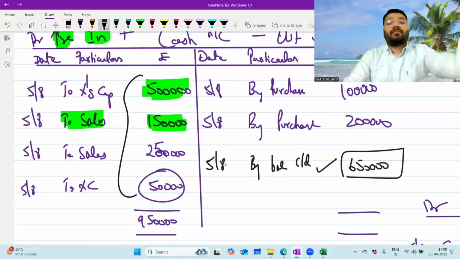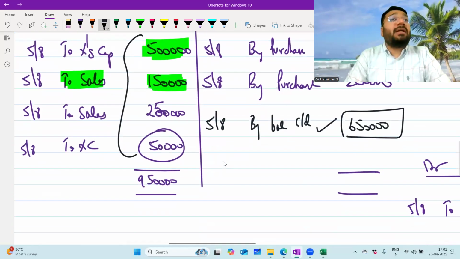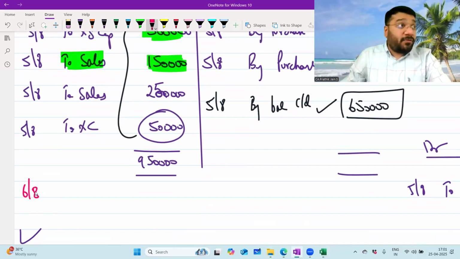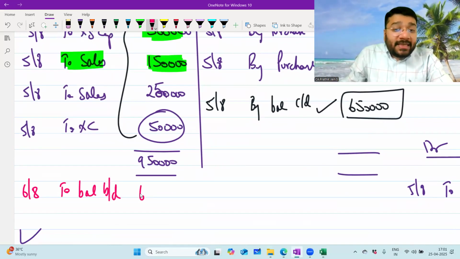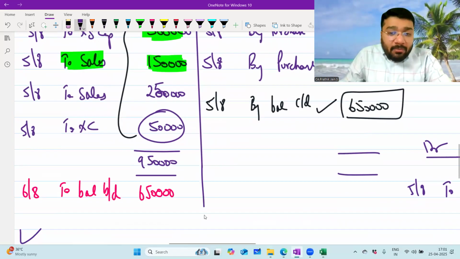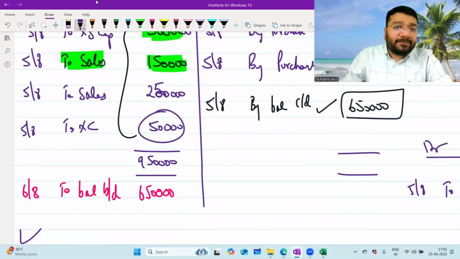I'm carrying forward this balance to the next date, which is 6th of August. Any problem? If balance carried down is coming on the credit side, balance brought down will come on which side? Debit side. So on the debit side, I record 6th of August, the next date, to balance brought down 6,50,000. Do you have any problem? Online people, do you have any problem in this?